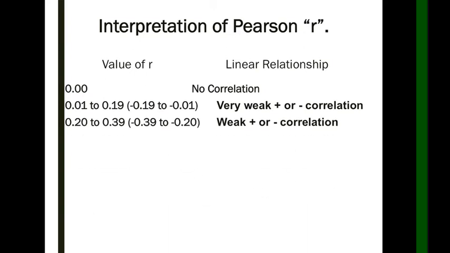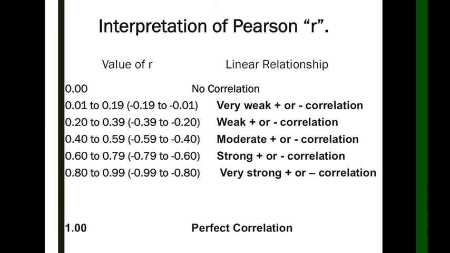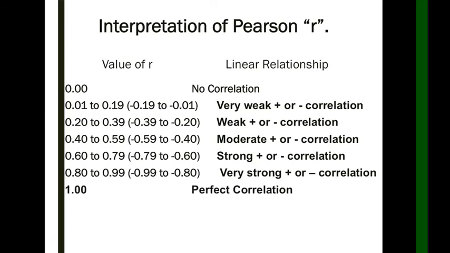If your answer is 0.20 to 0.39 or the negative of these numbers, we have weak positive or negative correlation, and so on. If your answer is 1.00, the interpretation is perfect correlation. If your answer is more than 1.00, then there is something wrong with your answer because in Pearson r or in Spearman law, it is impossible to get higher than 1.00.